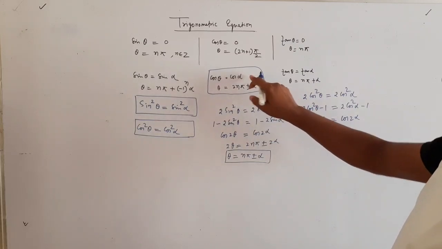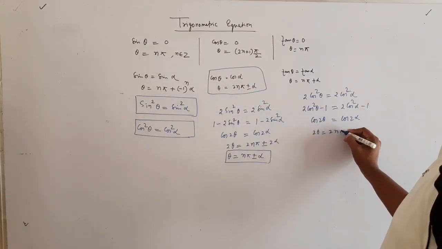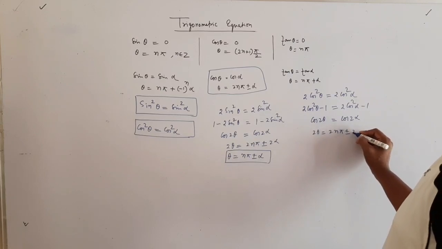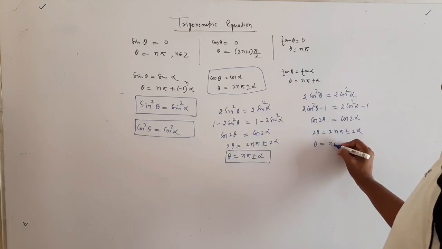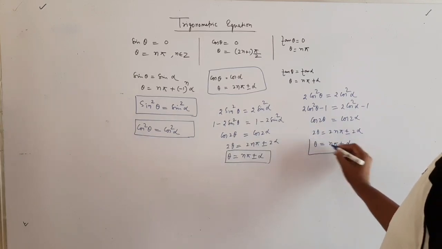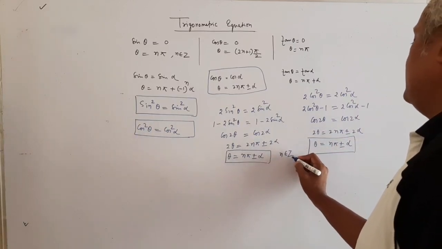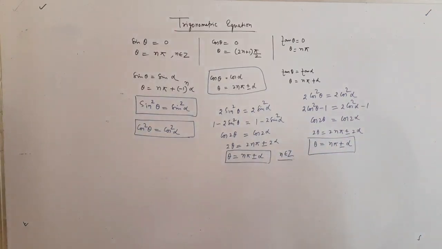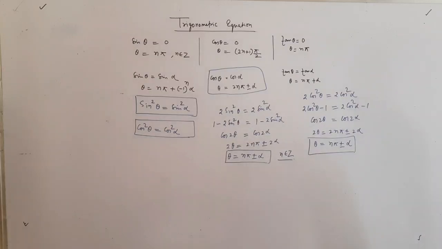Again I reach the same form. So I'll get 2 theta is 2n pi plus minus 2 alpha. Then theta is n pi plus minus alpha. And in both these cases n is an integer value. These are the solutions for the equation cos square theta is cos square alpha.